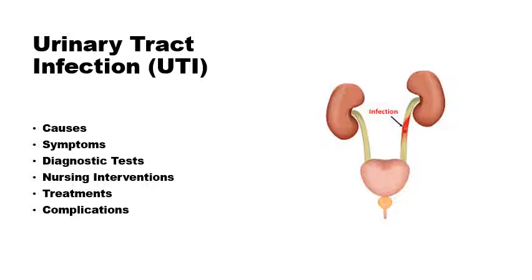So symptoms are going to be dysuria, so painful urination, hematuria, which is blood in the urine, and frequency, so the urge to go to the restroom frequently to urinate. We're going to diagnose this with a urinalysis. It's going to have positive reflection of nitrates and leukocytes.